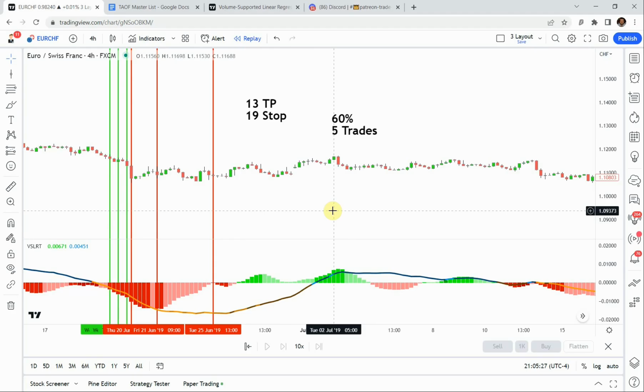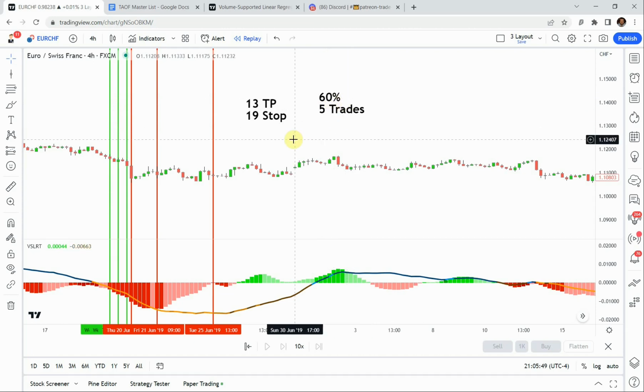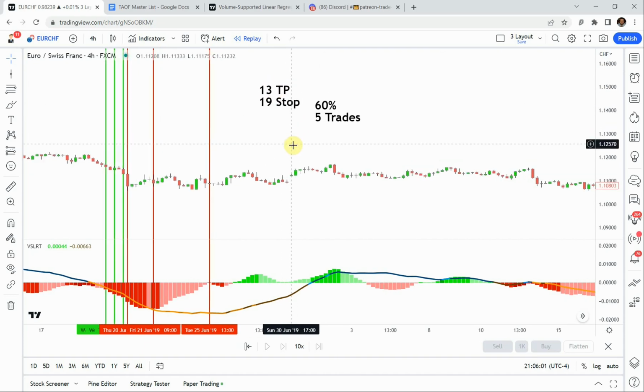All right, as I said, today we will be looking at an advanced testing of the volume supported linear regression trend indicator. You can see the indicator down here at the bottom of the screen. In the original testing, it did 60% with 5 trades within the 1 year's time. And so we did adjust the time frame on this down to the 4-hour time frame. That means that we also adjusted the take profit and stop. You can see the adjusted take profit and stop right here.